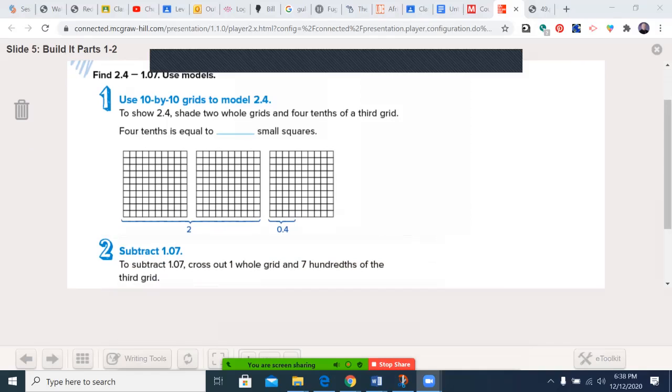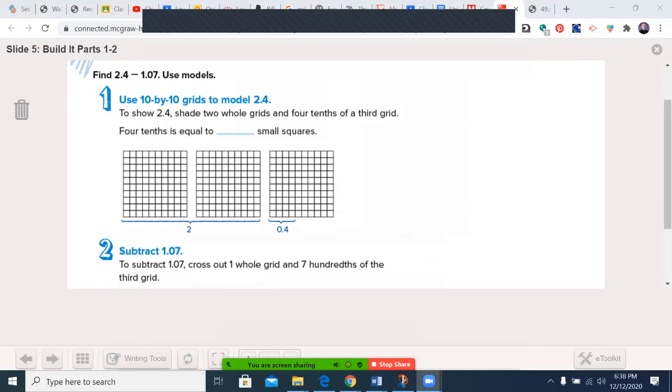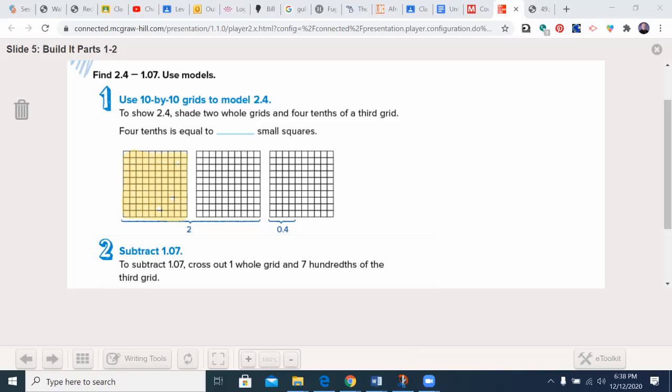The first thing I need to do when trying to find the difference of 2 and 4/10 minus 1 and 7/100 is color in the 2.4. There's the first two. You should be doing this as well. If you have a paper copy, it doesn't necessarily have to be yellow, but I would make it a light color because you want to cross some things out.